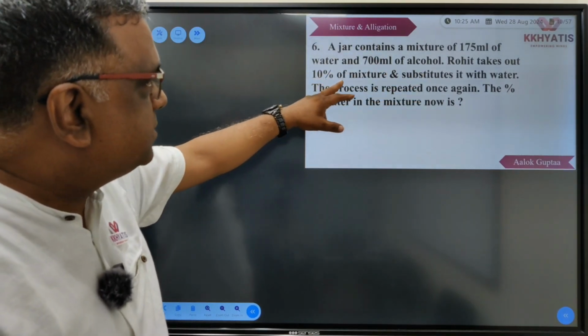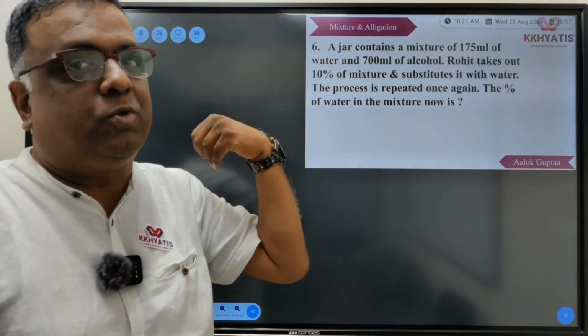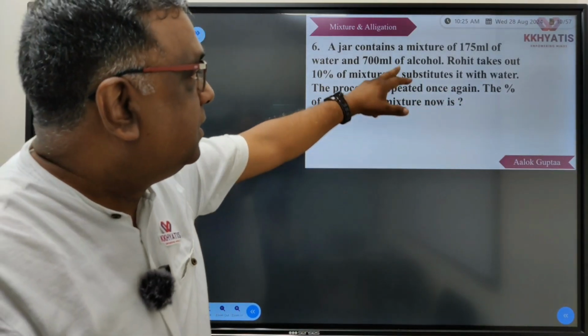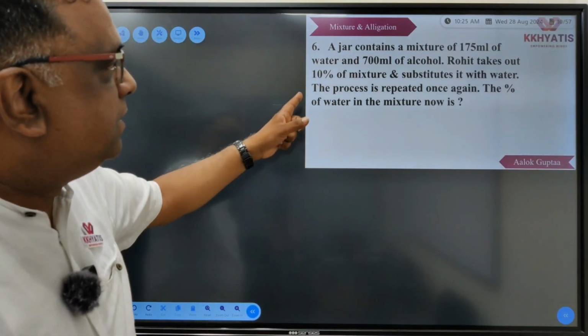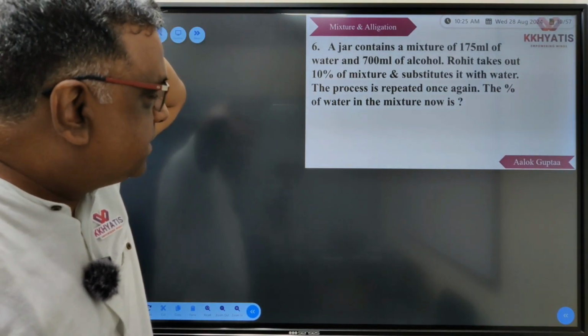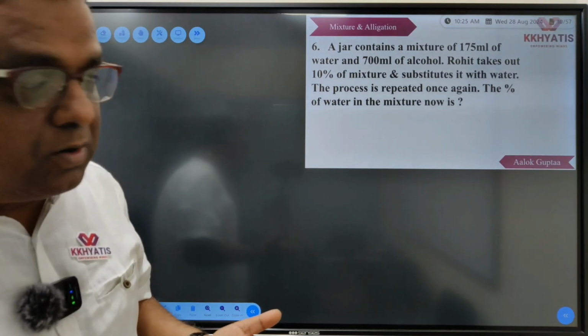So Rohit takes out 10% of the mixture and substitutes it with water, which means he's substituting with water. So what is getting removed? Removed is alcohol. So we'll apply the formula on alcohol. The process is repeated once again. The percentage of water in the mixture now is. So we'll apply the formula on alcohol.